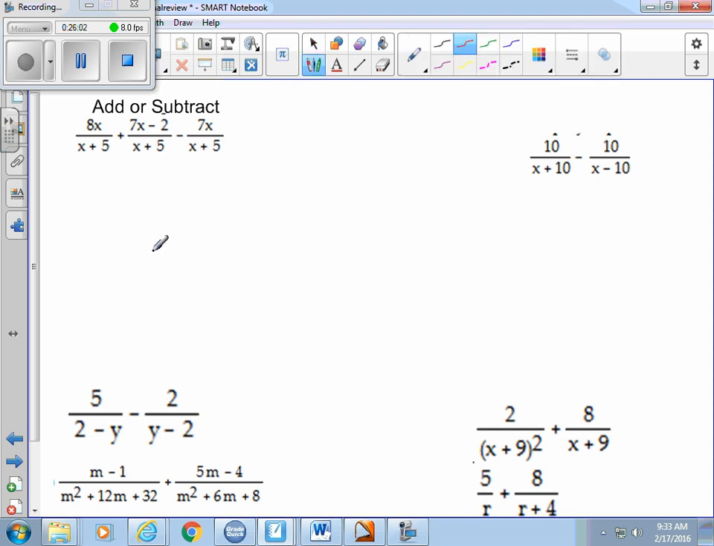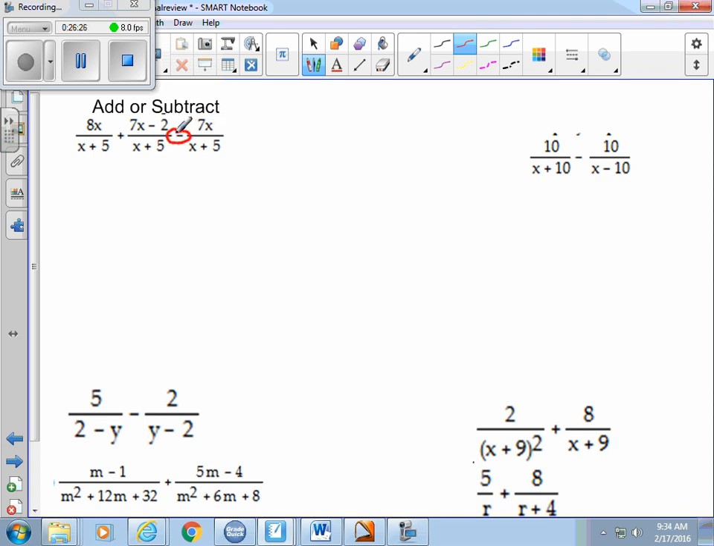Remember, I can only change fractions by multiplying them, so we'll keep that in mind. The first fraction, what do you notice about all of those denominators? They are already the same. Do I have to do any work if they're already the same? So what do I do? I just add and subtract across the top.